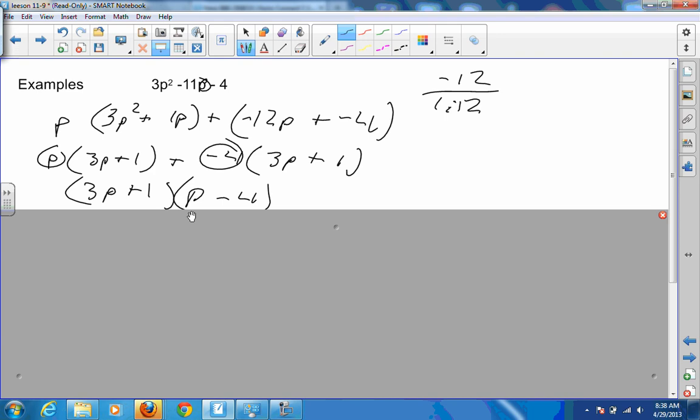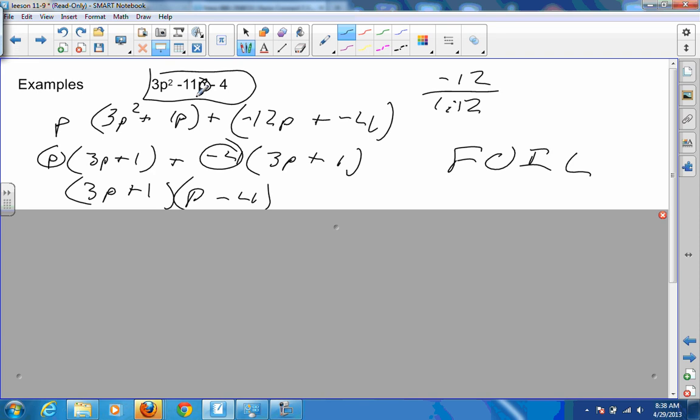And remember, how do you check your answer? If you FOIL it back out, you should end up with this same thing, where you have middle terms that come together and cancel out to get your negative 11p.